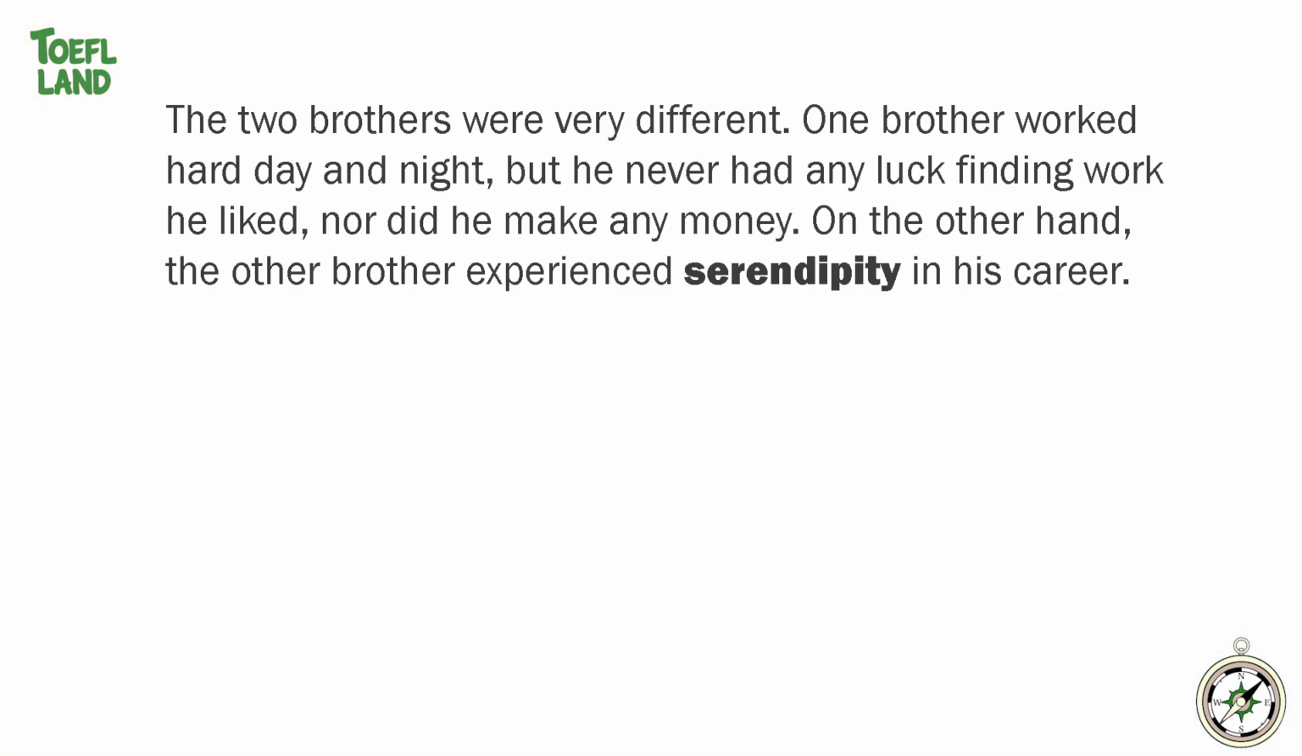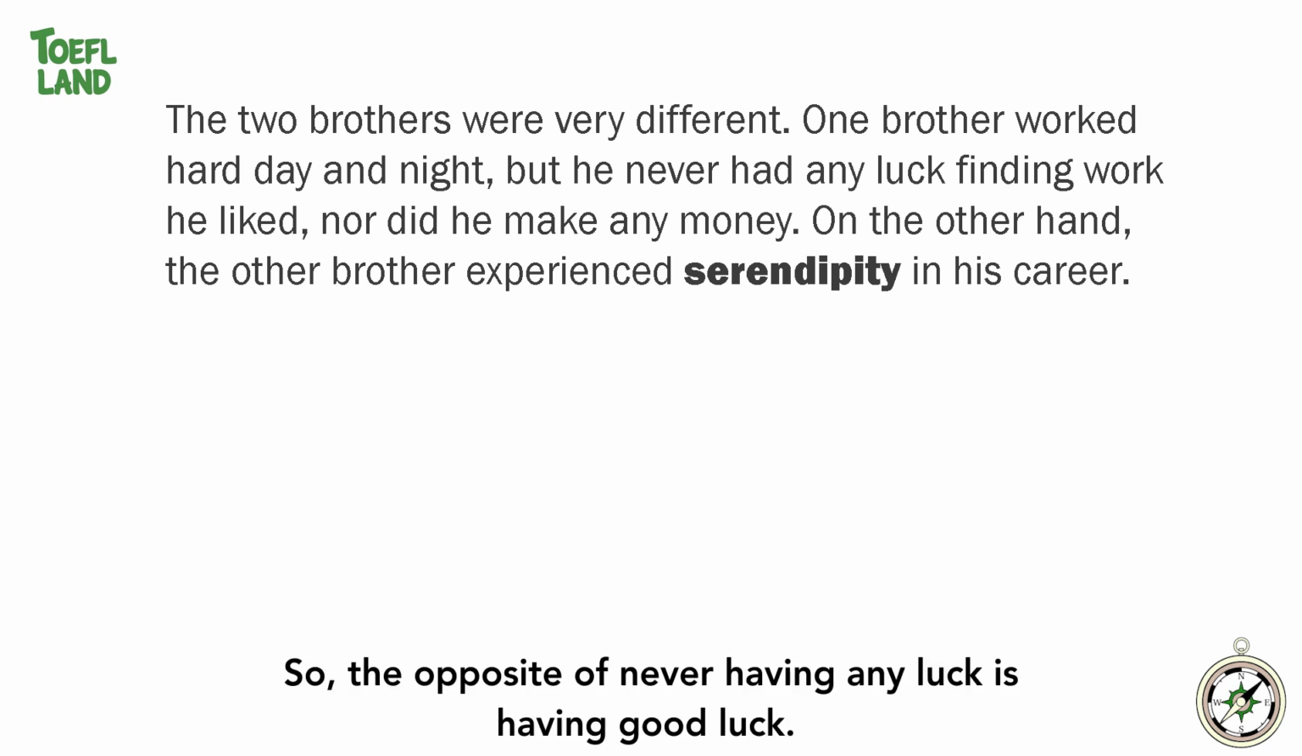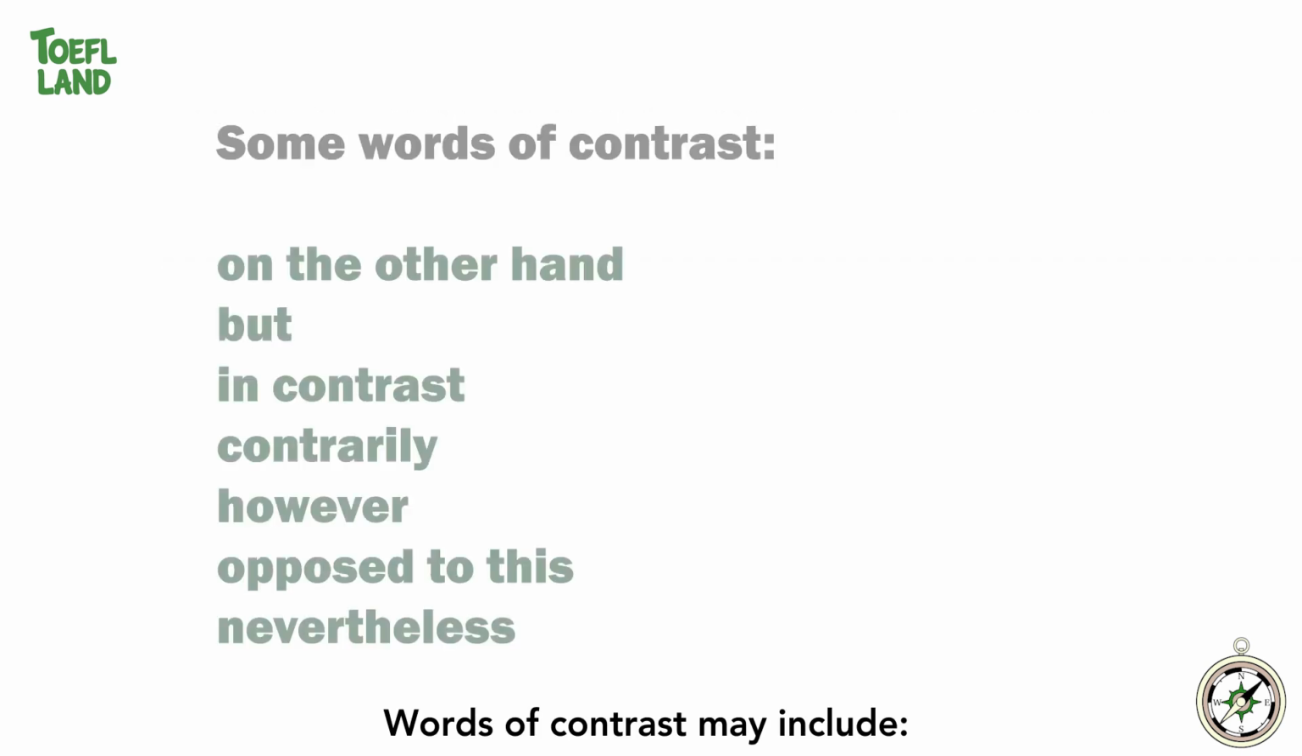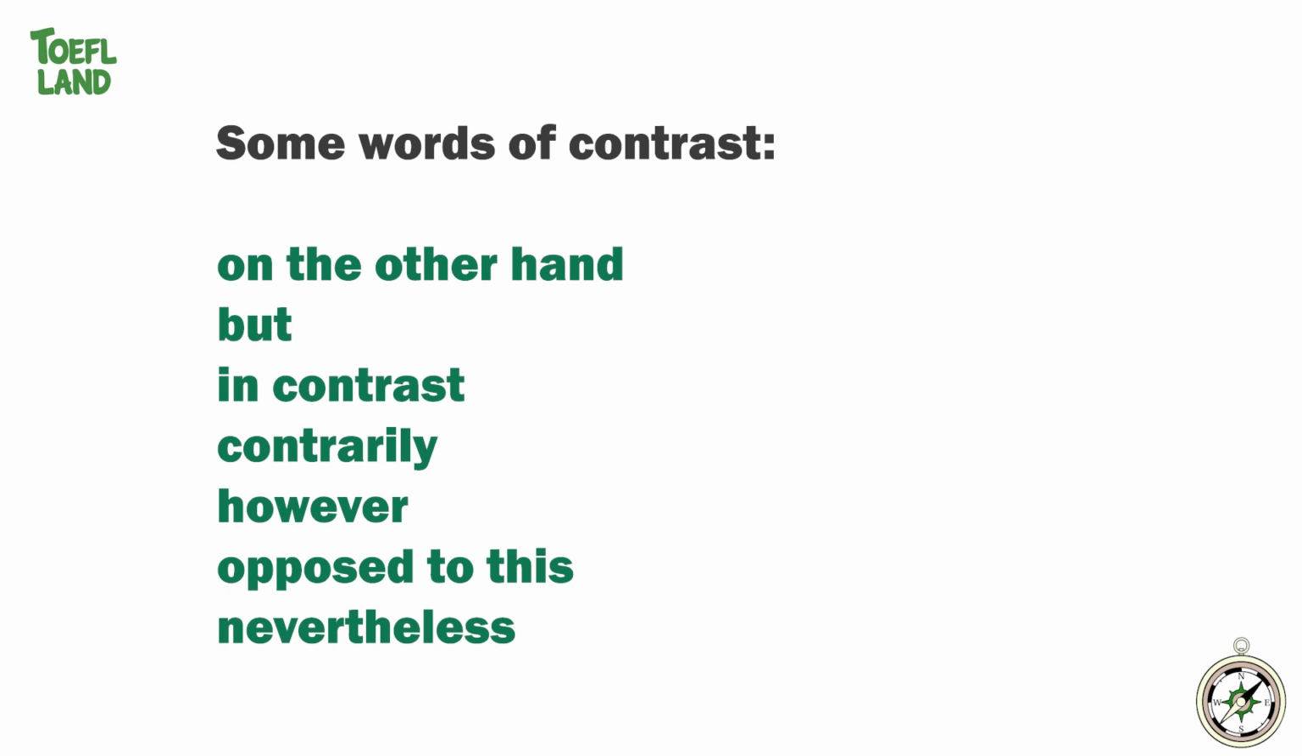The two brothers were very different. One brother worked hard day and night, but he never had any luck finding work he liked, nor did he make any money. On the other hand, the other brother experienced serendipity in his career. So the opposite of never having any luck is having good luck. Good luck is a synonym of serendipity. Words of contrast may include on the other hand, but, in contrast, contrarily, however, opposed to this, nevertheless, and others.